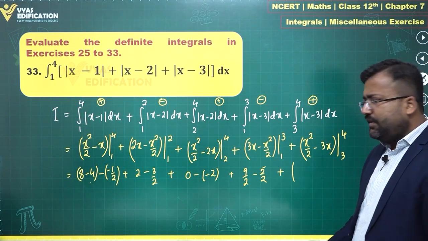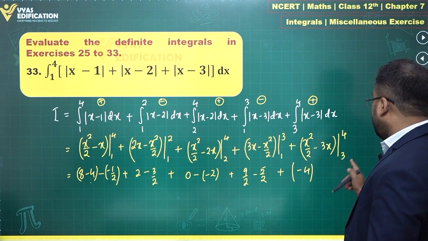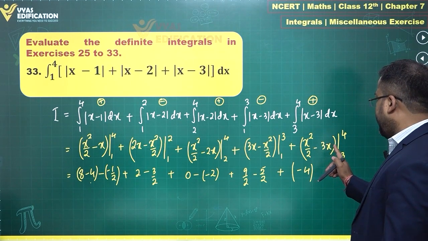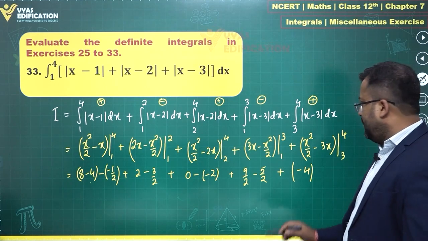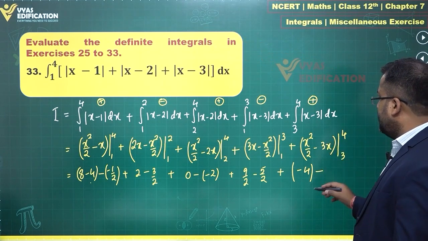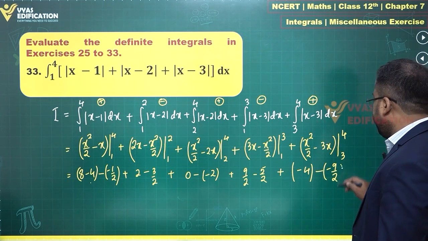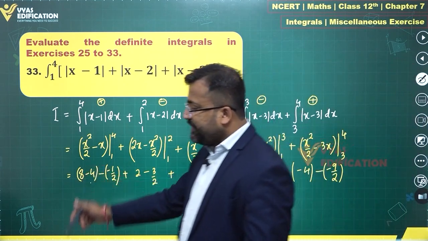8 minus 12 will be minus 4. And this becomes 3 square 9 by 2 minus 9. 9 by 2 minus 9. There's a minus and this will be minus 9 by 2. Yes. Now what will this whole expression simplify into?